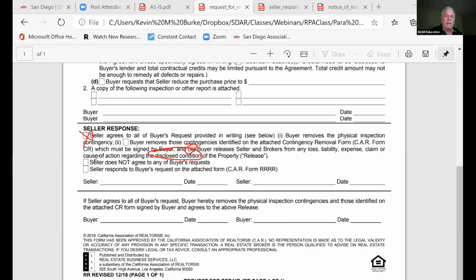Seller does not agree to any of the buyer's requests. So number one, I agree to everything. Number two, I don't agree to do anything. And then number three, and obviously you're only going to check one of these, number three, seller responds to the buyer's request on the attached form. And so that says, I'm going to do some, but not all, okay? And we're going to take a look at that form here in a second. In fact, I'm going to pull that up right now.